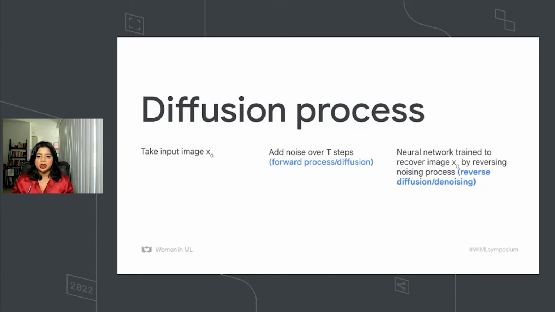So I'll talk a little bit about the diffusion process. We're starting by taking an input image, and we'll refer to it as x sub 0. And then we're adding noise to it over a certain number of steps, or in this case, capital T steps. This process is known as the forward process or diffusion. And there's a neural network that will try to recover the original input image after all of that noise has been added. That part is known as reverse diffusion or denoising.